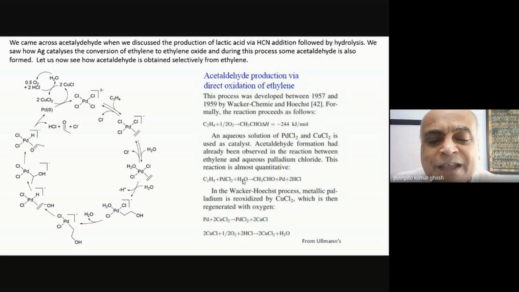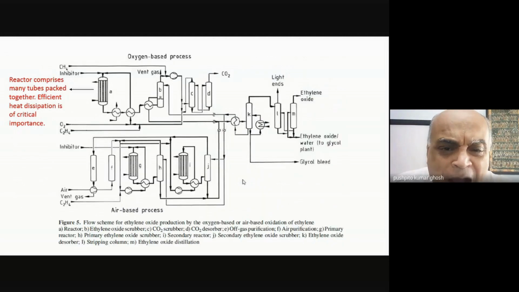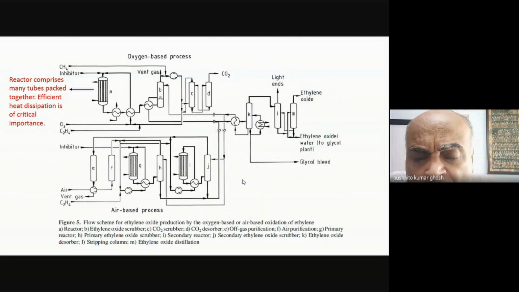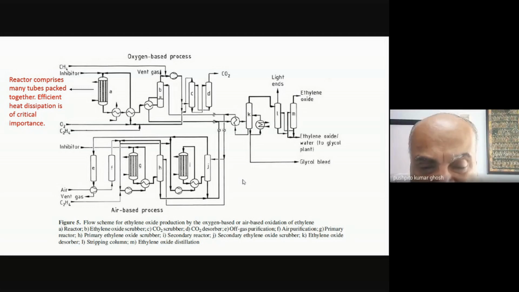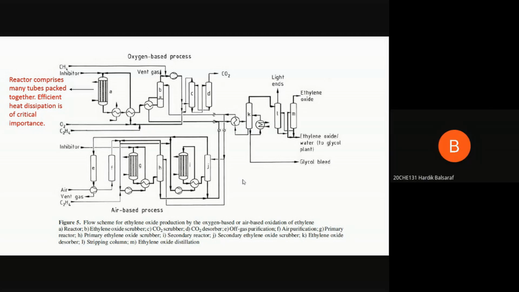Now, this is again a great process. Let me ask you, how would you want to make acetaldehyde? What would be your feedstock? What would you start with? So ethane. Ethane. And then? Yes, sir. So then oxidation of ethane.